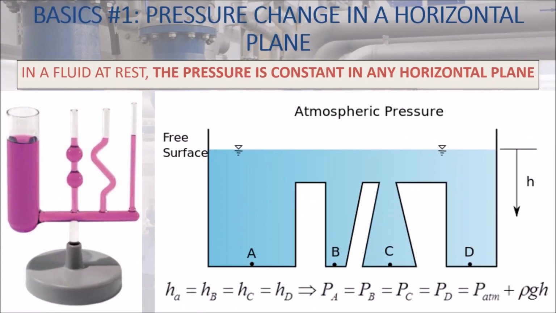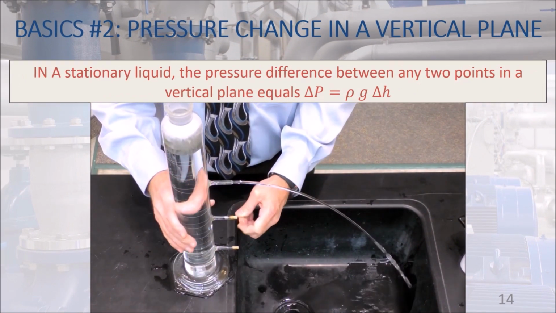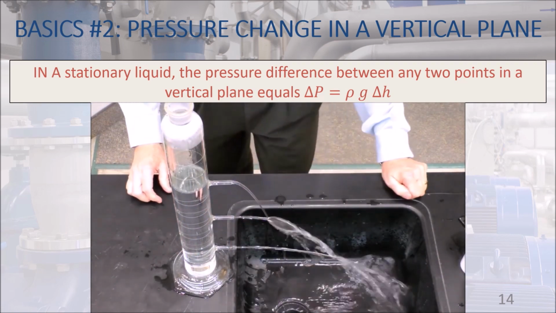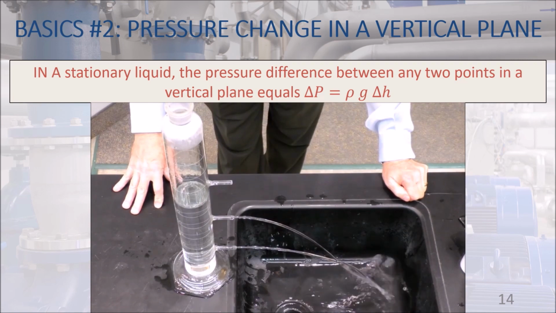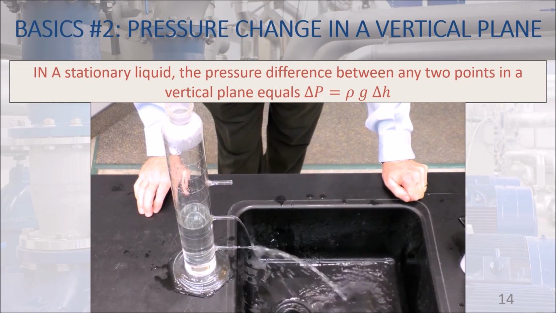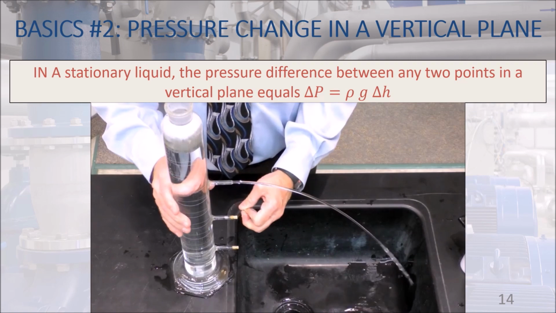Two important basics of pressure should be kept in mind. First, for any connecting series of non-flowing water bodies, the pressure equates over any horizontal plane. The pressure does not change with the shape or size of the vessel or connecting pipe. The second basic is that in a stationary non-flowing fluid, like water in this column, the pressure increases as we go deeper. As you can see, the water jet gets stronger with depth. The pressure difference between any 2 points in a vertical plane equals delta P equals rho g delta H.